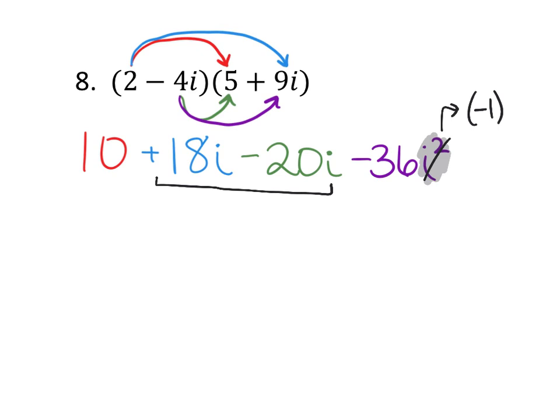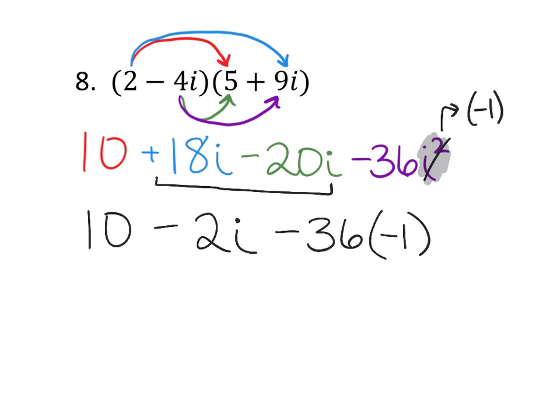18 plus 20? 18 plus negative 20. Negative 2? Ooh, one is positive, one is negative. We're going to end up subtracting these. 18 minus 20, or 18 plus negative 20. Negative 2 with an i next to it. Very good. And then we have negative 36 times negative 1.